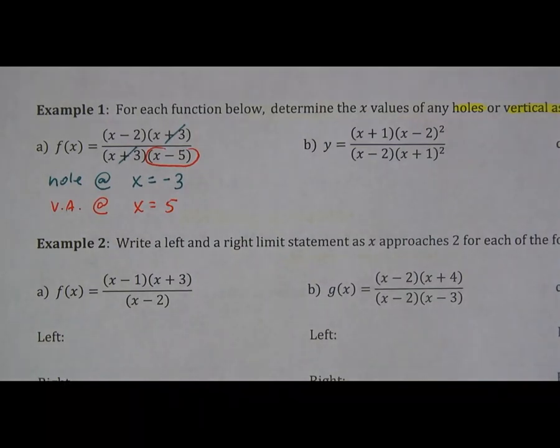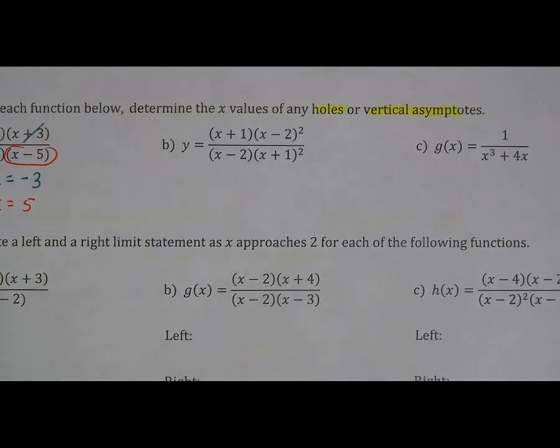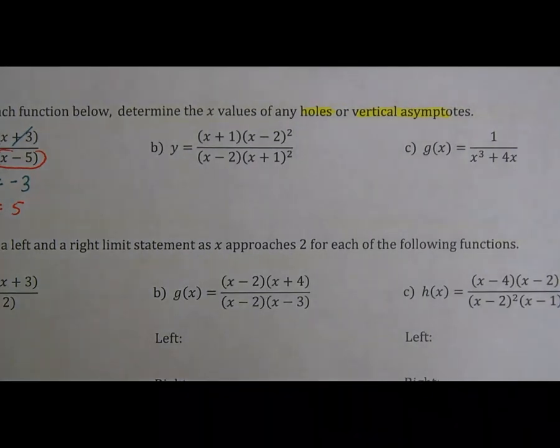In just a minute, we'll be able to tell a little bit more. We're going to push ourselves to think critically, and where would that hole be, what ordered pair would we get? So let's keep going. Look at B. Is anything going to cancel out?